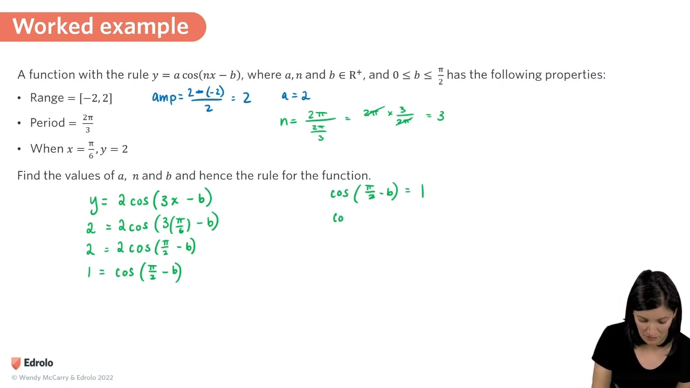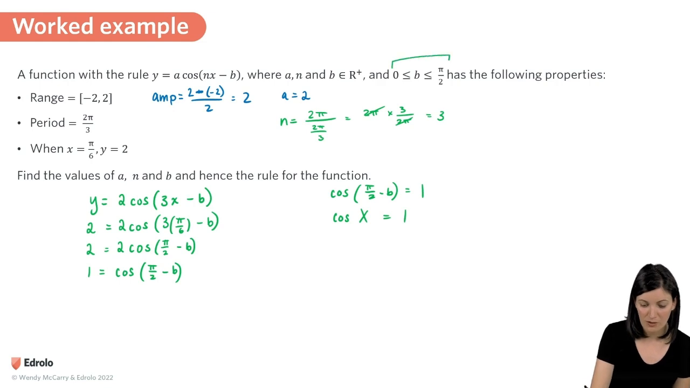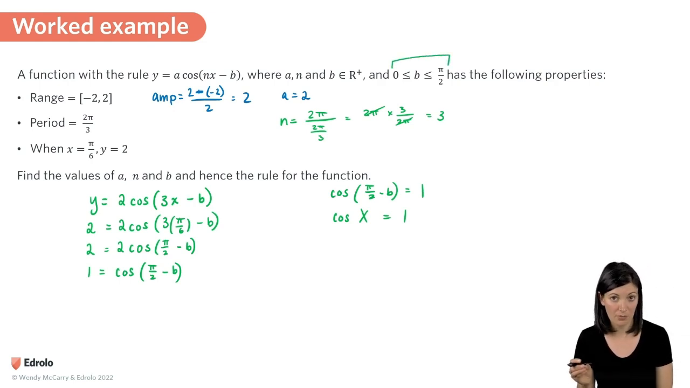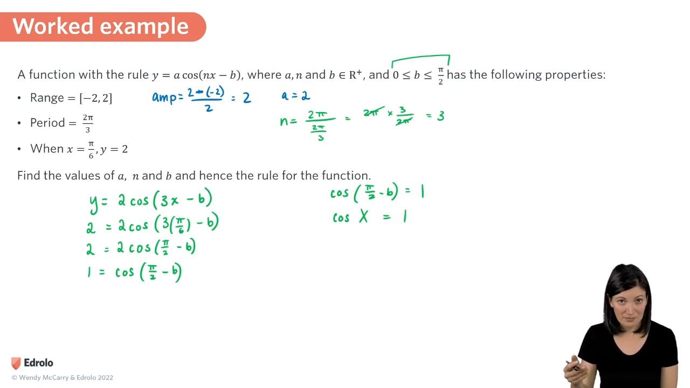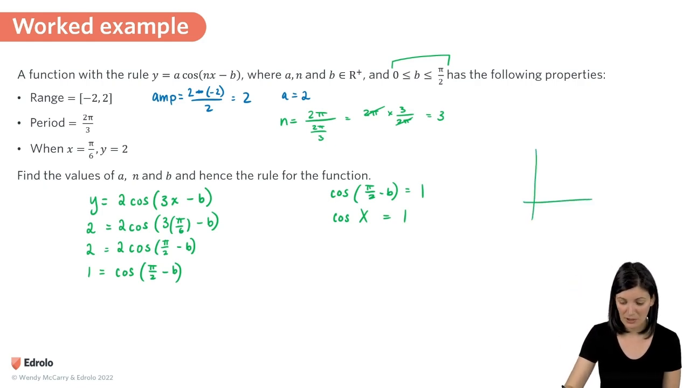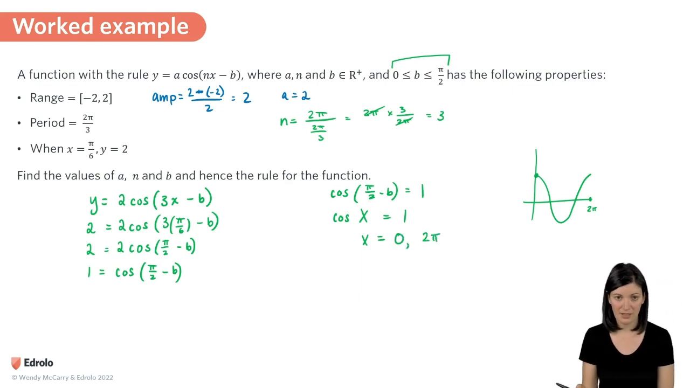So let's just replace here: cos of x is equal to 1. We don't need to worry about a domain here because we're actually just looking for one solution for b where it's between 0 and pi. So we'll check that at the end. Okay, where is cos equal to 1? You can think about your cosine curve. It's pretty easy in this case. Cos is equal to 1 at 0 and at 2 pi. So x would have to be equal to 0 or let's say 2 pi.